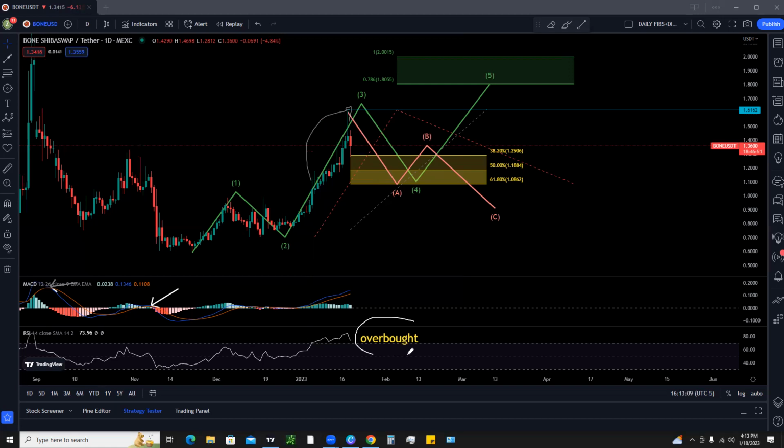So we're just being cautious at these areas because typically it's not a good idea to buy something when it's overbought, because there always is going to be that risk of a pullback, such as the pullback that we most recently have had. But we've gone over the major levels.